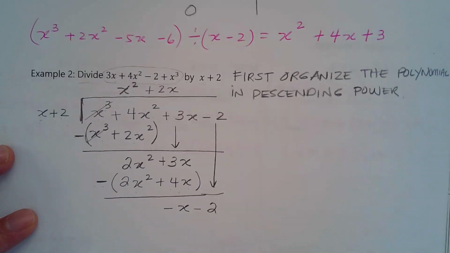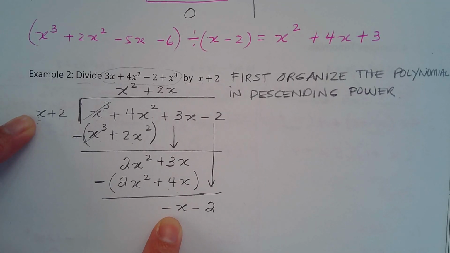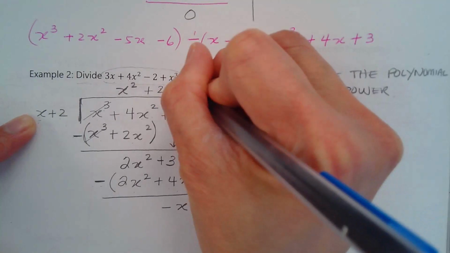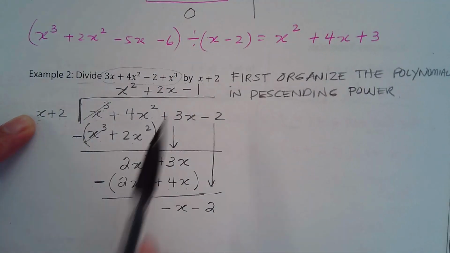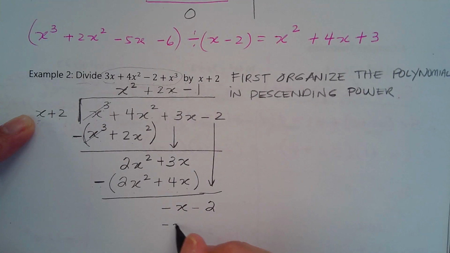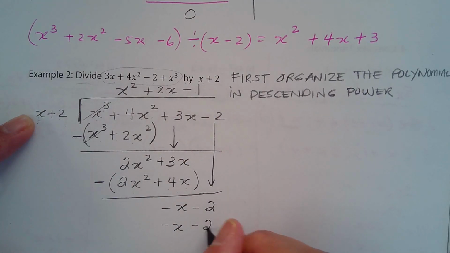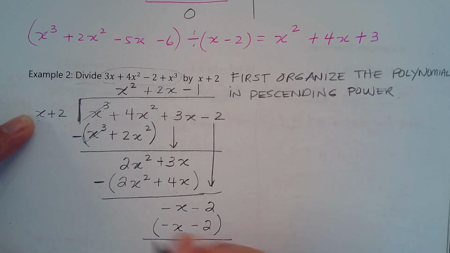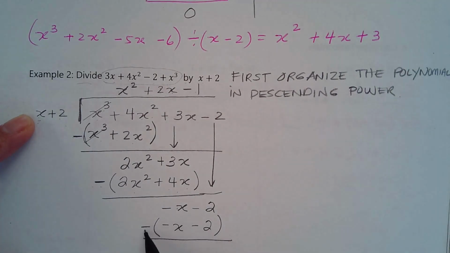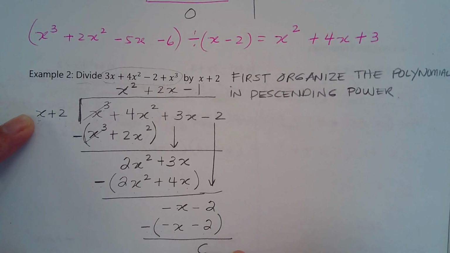Okay, what are we going to do next? Divide. Negative x divided by x is going to be negative 1. Yeah. Negative 1, multiply. Negative 1 times x is negative x. Negative 1 times 2 is minus 2. Okay, what are we going to do? Subtract. Negative x minus negative x, 0. Negative 2 minus negative 2 is 0. So the remainder is 0.